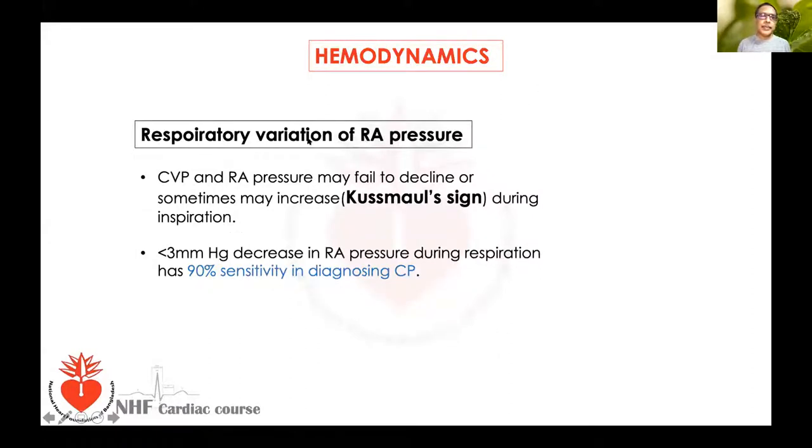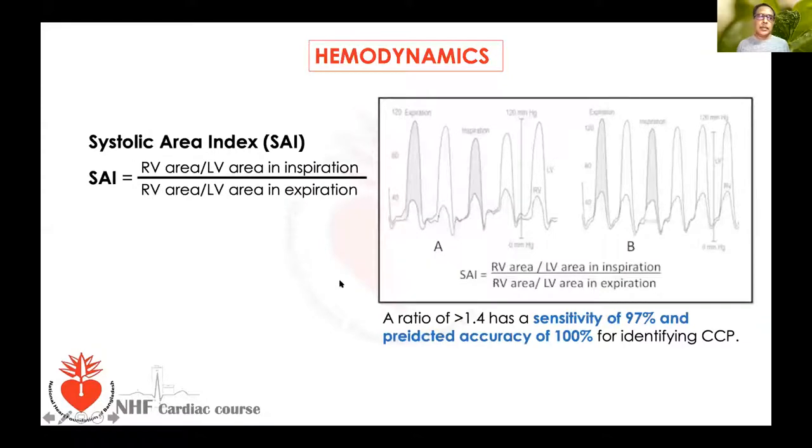So what are the respiratory variations of RA pressure? We know during inspiration, the RA pressure should usually decrease, but here the central venous pressure or RA pressure fails to decline, or it may even sometimes increase during inspiration, giving rise to the Kussmaul sign. And less than 3 millimeter decrease in RA pressure during inspiration has a 90% sensitivity for diagnosing constrictive pericarditis.